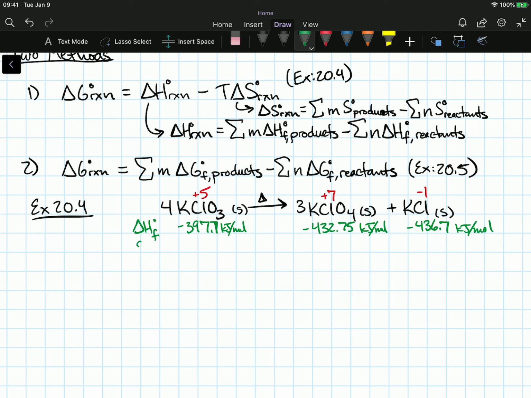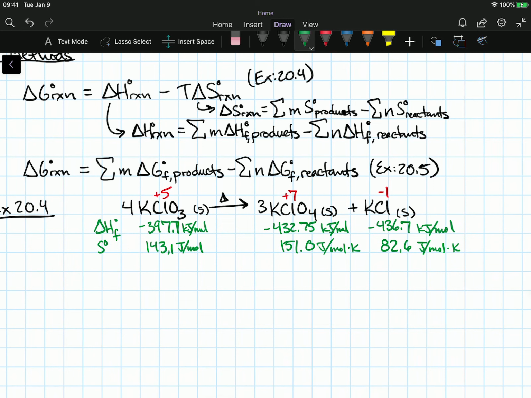And the standard entropy of each of these is 143.1 joules per mole Kelvin, 151.0 joules per mole Kelvin, and 82.6 joules per mole Kelvin. You have to be careful with that kilojoules versus joules difference.